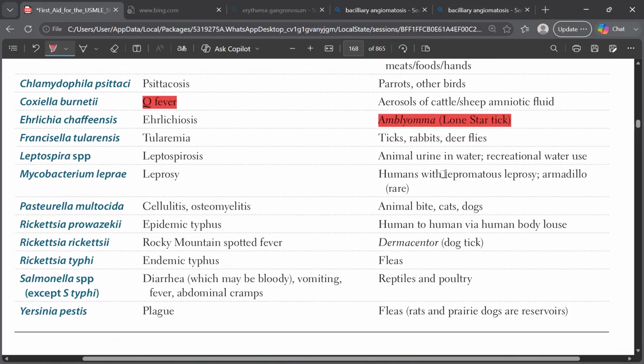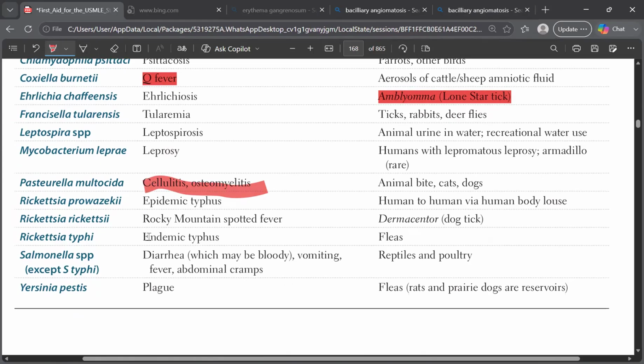Leptospira causes leptospirosis, and it is spread by animal urine in water and recreational water use. Mycobacterium leprae causes leprosy and is spread by humans with leprosy and armadillos. Then we have Pasteurella multocida that causes cellulitis and osteomyelitis, and it is spread by animal bites, cats, and dogs. Rickettsia prowazekii causes epidemic typhus, and it is spread human to human via the human body louse. Rickettsia rickettsii causes Rocky Mountain spotted fever, and it is spread by Dermacentor.